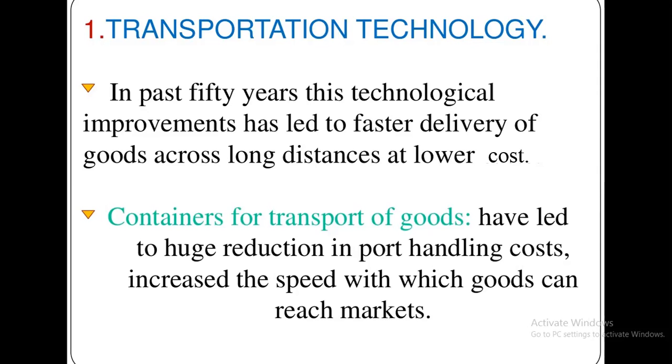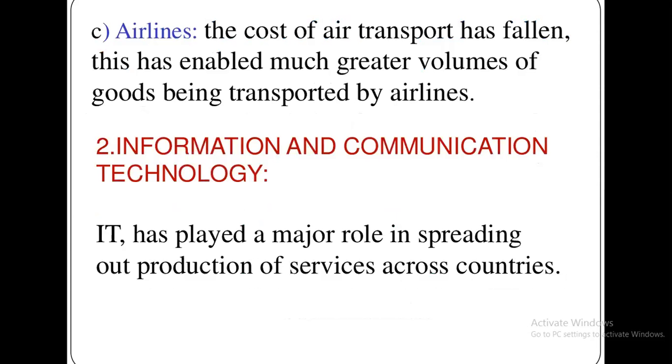When the goods are reaching the market, it's not taking much time because we have so many different options and so many different opportunities through which goods can be brought into the market. Airlines: the cost of air transport has fallen. This has also enabled a much greater volume of goods to be transported through airlines, because now we have so many options. So the airlines' transportation cost has also fallen, because people have other choices also.